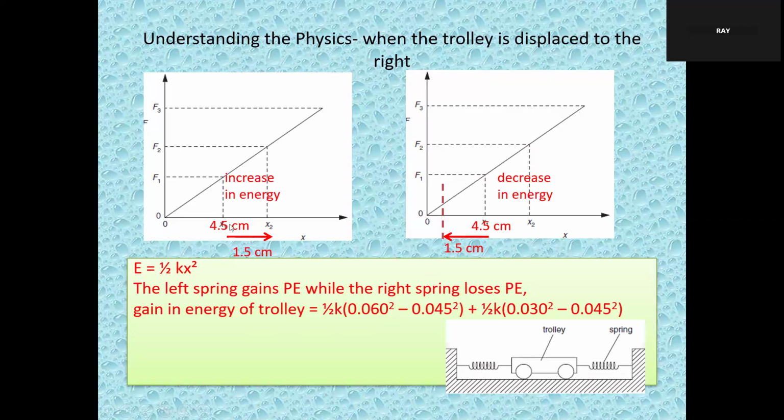X1 is that. And then half k times x2, which is this one, 4.5 minus 1.5. You get that. Change it to meters. This is your x1. Calculate it out and get 0.36 joule. And that becomes the kinetic energy.